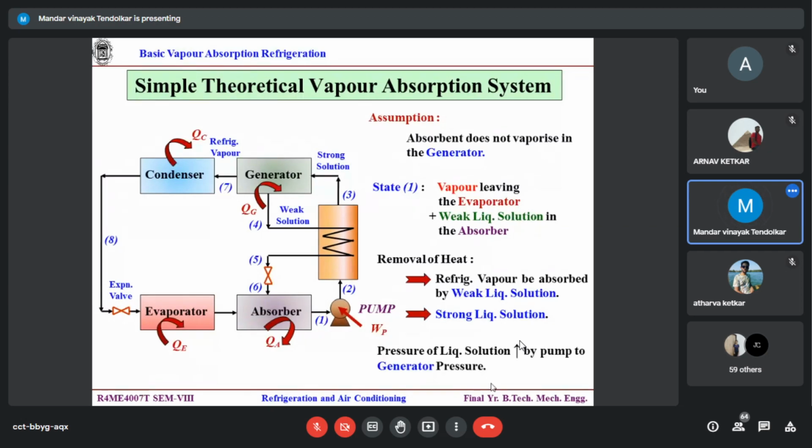Now the pressure of the liquid solution will be increased by the pump, correct? Pump inlet pressure some 1 bar, outlet pressure maybe 5 bar, 10 bar, whatever it is. But the corresponding PDV is very small because you are compressing the liquid, or rather trying to compress.